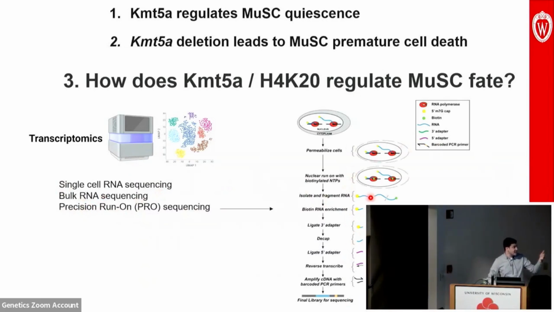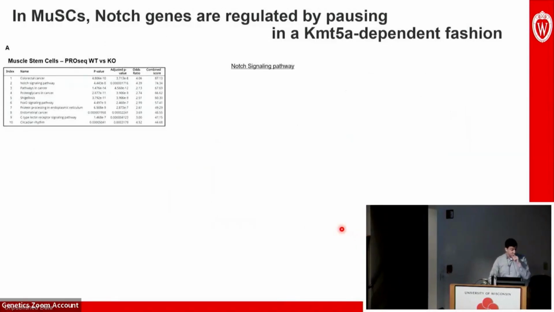There's two sides to it. The idea is not only you get what's actively transcribed, but you also get precisely, at the nucleotide resolution, where your polymerase II is at the moment where you perform the sequencing. And so when we did look at the PRO-seq data from wild type and knockout, what we found was Notch signaling. And you might know that or not, but in stem cells, Notch signaling is notorious for regulating quiescence. And so a disruption of Notch signaling would basically mean, yes, we are disrupting quiescence.